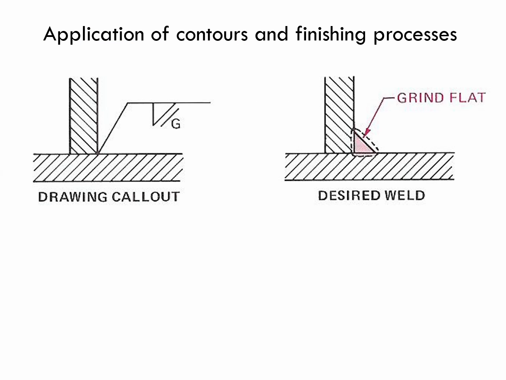All right, here we go. We've got an application, a fillet weld, arrow side, ground flat. So you're going to put a weld in here, and then you'll come back and grind it flat to the desired weld size.